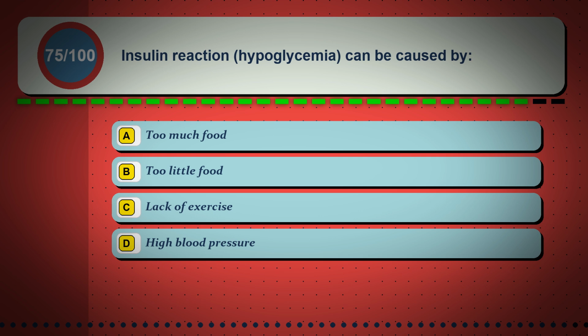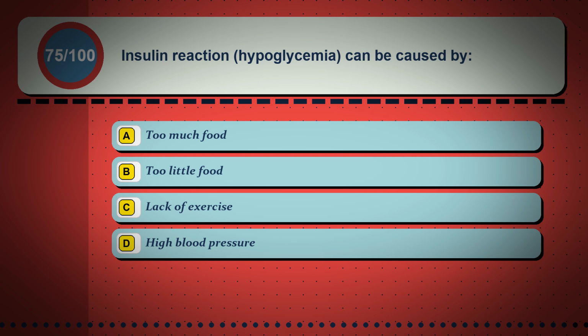Question 75. Insulin reaction, hypoglycemia, can be caused by option A, too much food. Option B, too little food. Option C, lack of exercise. Option D, high blood pressure.